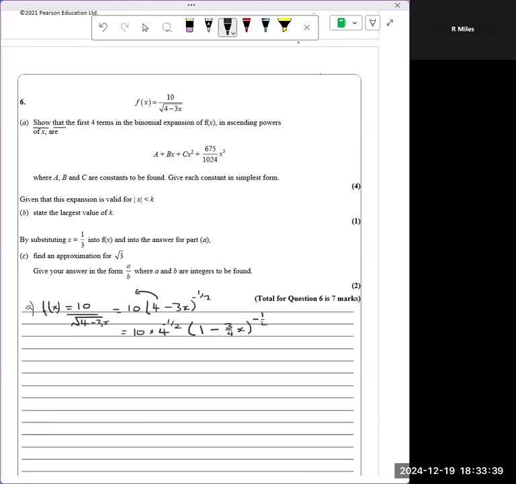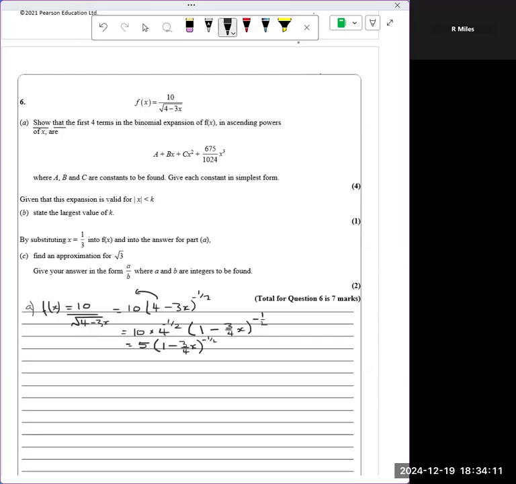4 to the negative half is 1 over the square root of 4, which is 1 over 2. So 10 times a half is 5. So this first term simplifies to 5. And then we have our (1 minus 3 quarters x) to the negative half. You did get the first mark for getting the first term as being 5. So, well, with one more line, you would have got a mark for the 5. The next couple of marks come from doing the actual expansion. So let's do that now.